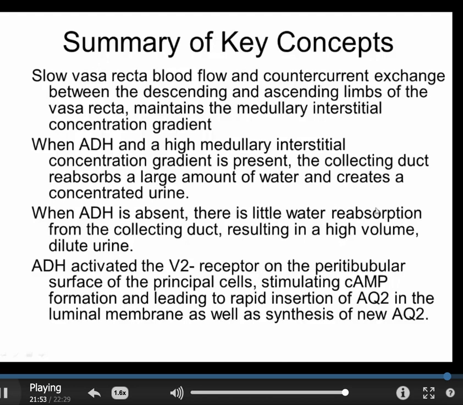When ADH is absent, there's little water reabsorption from the collecting duct, but continued sodium reabsorption, which results in a high volume, very dilute urine. The hydroosmotic action of ADH is mediated by activation of the V2 receptors on the principal cells, stimulating cyclic AMP and leading to a rapid insertion of preformed aquaporins into the luminal membrane, as well as a slower synthesis of new aquaporins.